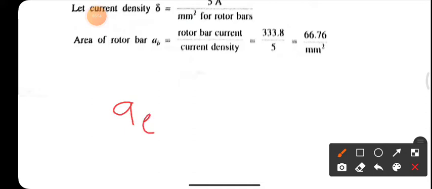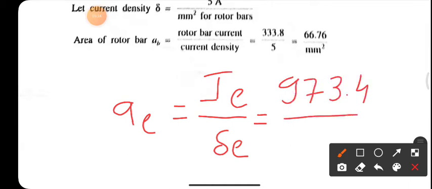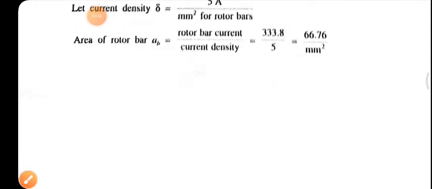Okay, that is AE. How will we find it? The area of the end ring is given by the current through the end ring upon the current density of the end ring. The current through the end ring we have just found, 973.4, and the end ring current density is assumed slightly higher as compared to the other. So we will assume the value as 7. So we get the area as 139 mm square. Okay, so this is how we are finding.